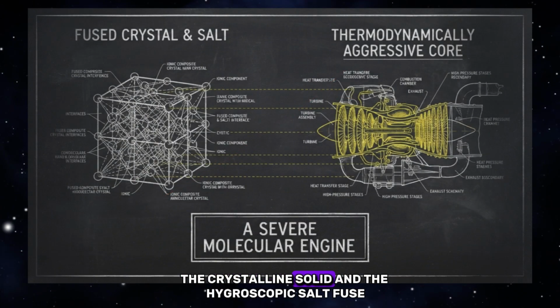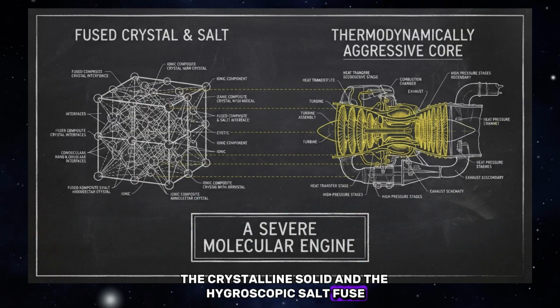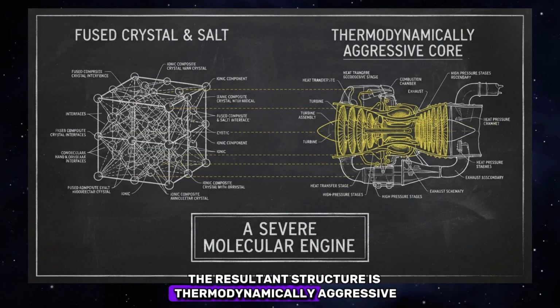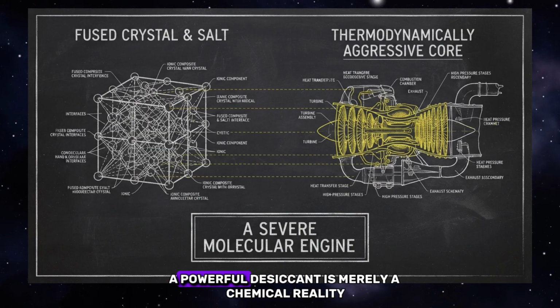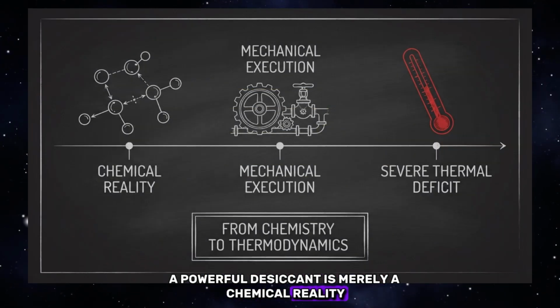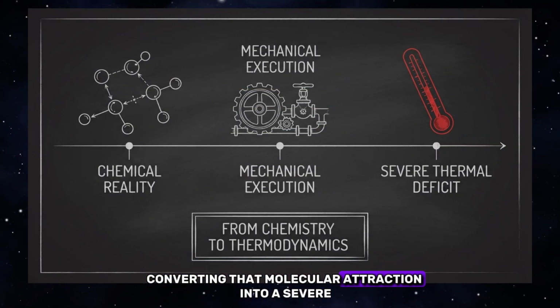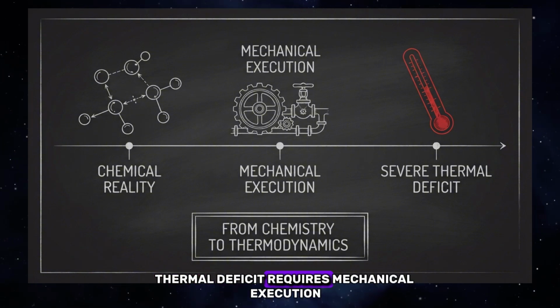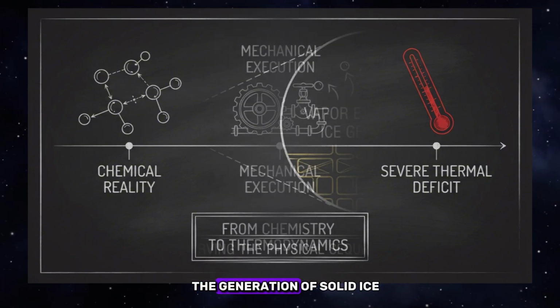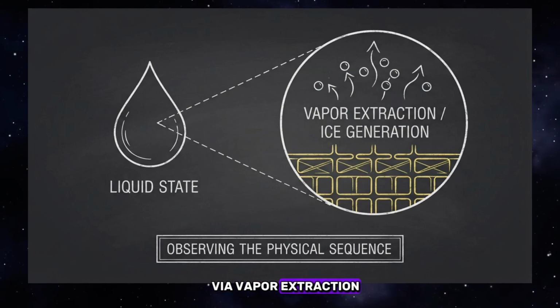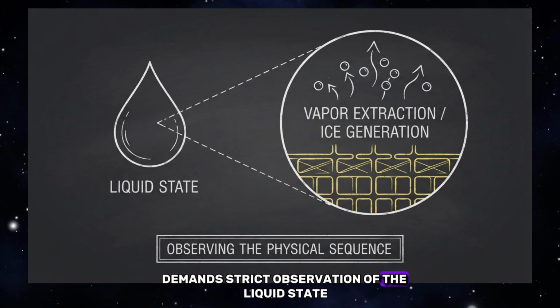The crystalline solid and the hygroscopic salt fuse. The resultant structure is thermodynamically aggressive. A powerful desiccant is merely a chemical reality. Converting that molecular attraction into a severe thermal deficit requires mechanical execution. The generation of solid ice, via vapor extraction, demands strict observation of the liquid state.